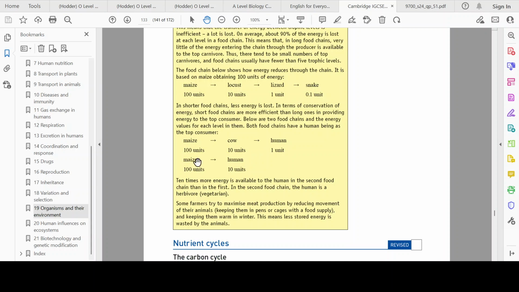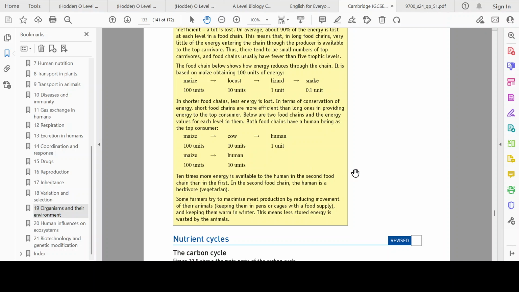And so in case of humans, we are getting about 1 unit, for example, right? Because we can either eat the cow that's eating the maize, or we can eat the maize directly. So this is like a promotion of eat more greens, eat more vegetables, right? Because that way we are getting energy directly from the producers, and so we're getting more energy out of that. All right.